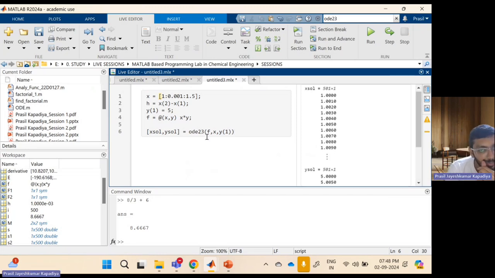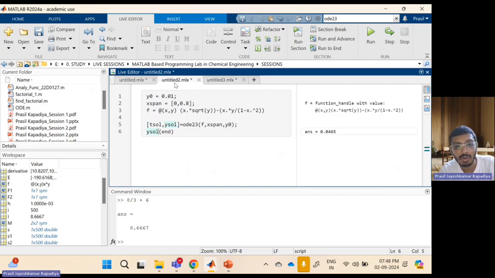And similarly, ODE45, which uses the RK4 method. So when we use ODE45, we'll have better accuracy. So this is how we can solve. Let's solve the same problem using ODE45.